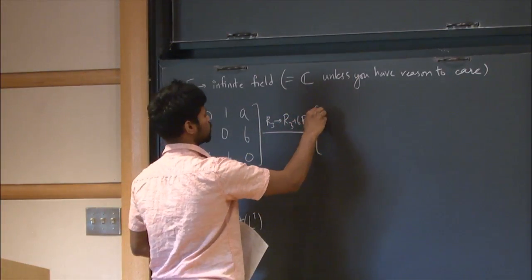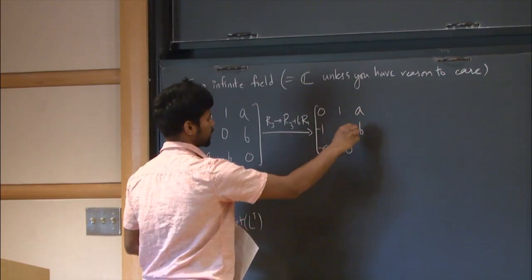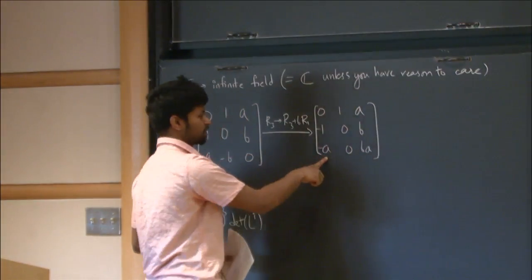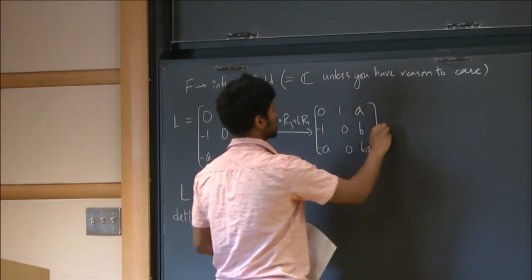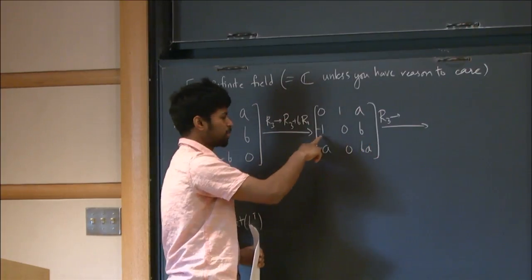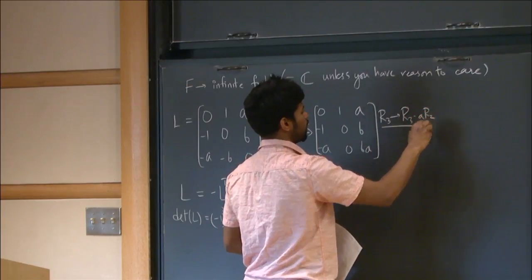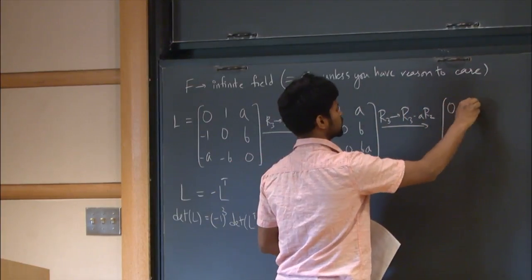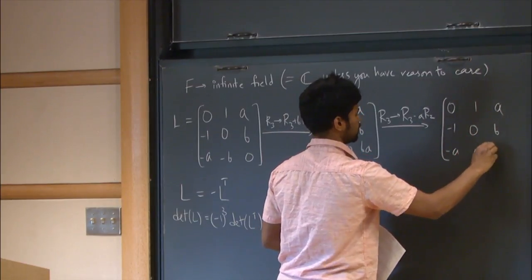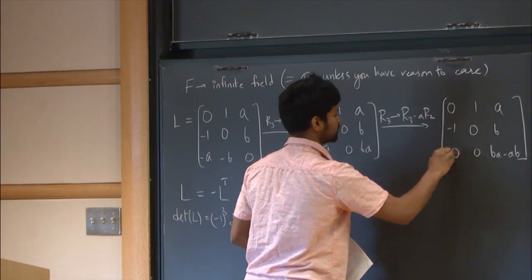This will give me 0, 1, A, -1, 0, B, -A, 0, and B times A. Yeah? Now I will also get rid of this entry. To do that, I take the second row, multiply it by A, and subtract it. So R3 minus A R2. What I will get is 0, 1, -1, A, B, 0, -A, 0, and BA minus AB. That's 0. Yeah, that's right.